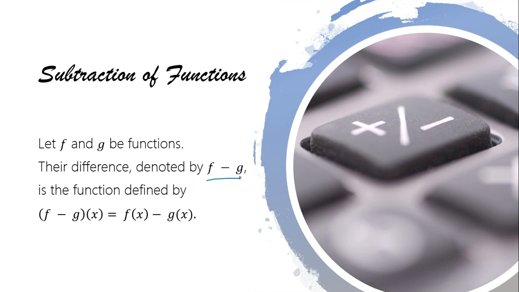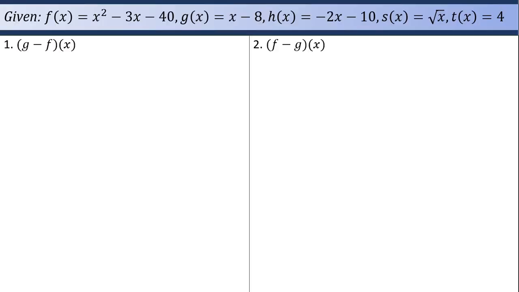Okay, so let us consider some examples. Number 1, g minus f of x. By the definition of subtraction of functions, this is equal to g of x minus f of x. But what is g of x? Ang g of x natin ay x minus 8. And then, what is your f? F is x squared minus 3x minus 40.